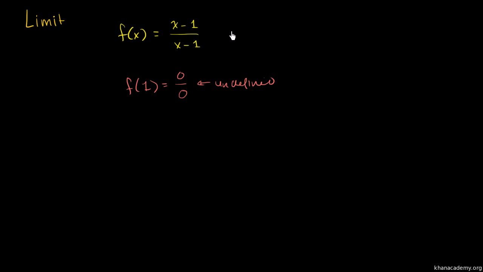So you can make the simplification. You can say that this is the same thing as f of x is equal to 1, but you would have to add the constraint that x cannot be equal to 1. Now this and this are equivalent. Both of these are going to be equal to 1 for all other x's other than 1, but at x equals 1, it becomes undefined.